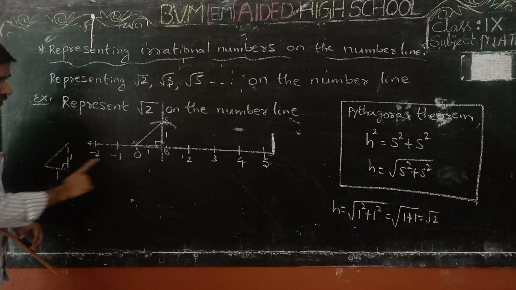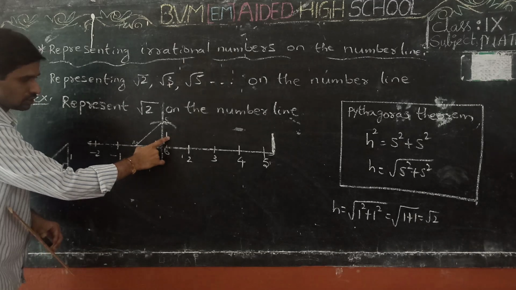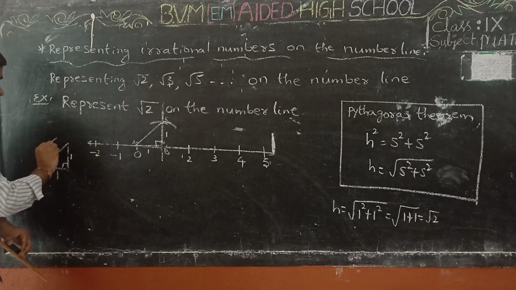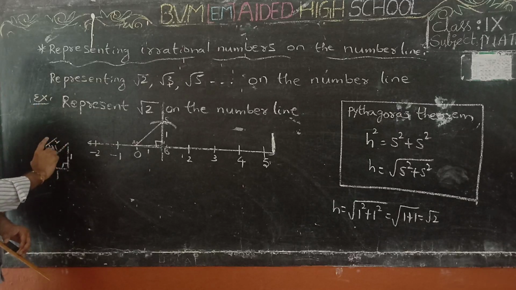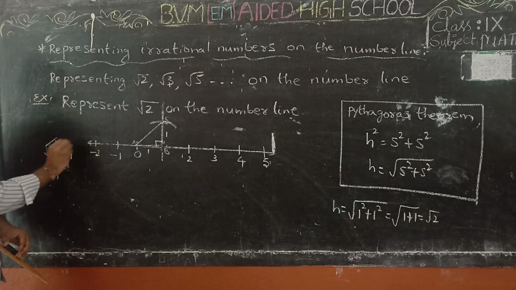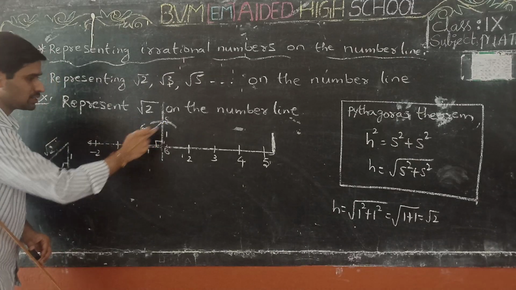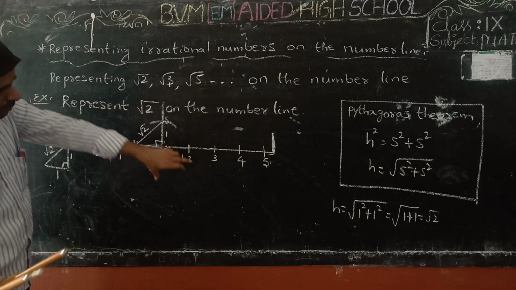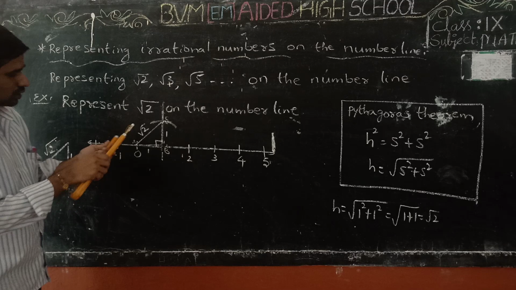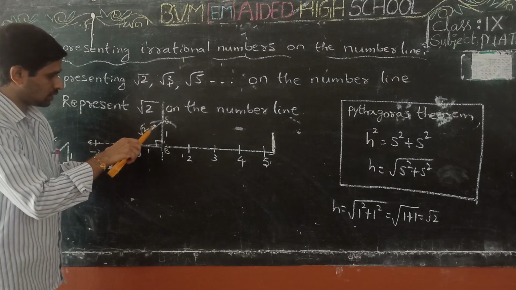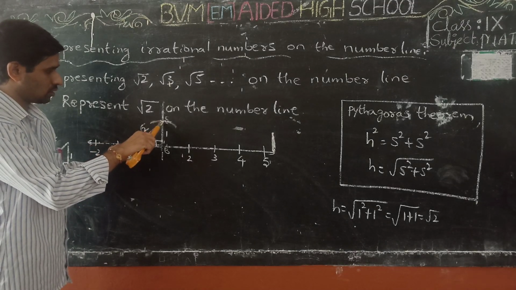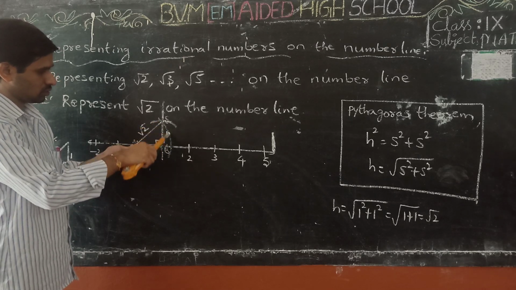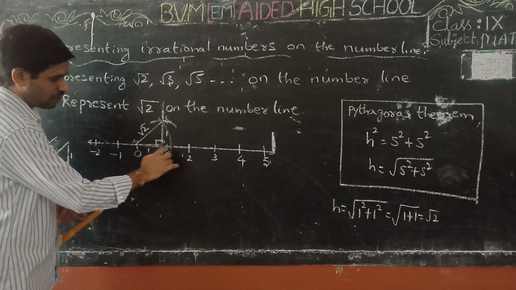By the Pythagoras theorem, side square plus side square gives hypotenuse square. So hypotenuse equals square root of side square plus side square, that is square root of 1 square plus 1 square, which is root 2. The AC measurement is square root of 2. But we need to represent this root 2 on the number line, not on the right angle triangle. So measure the distance between A and C. Draw the arc on the number line. It cuts the number line between 1 and 2.